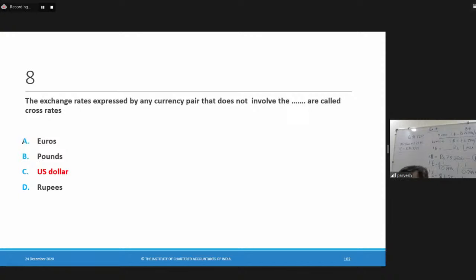So the cross rates, though they are calculated with the help of dollars, ultimately don't contain the dollar. The currency pair, like how many rupees 1 pound is equal to. Though we calculate with the help of the dollar, it will not have the dollar in that currency pair. Absolutely right, Pujita.